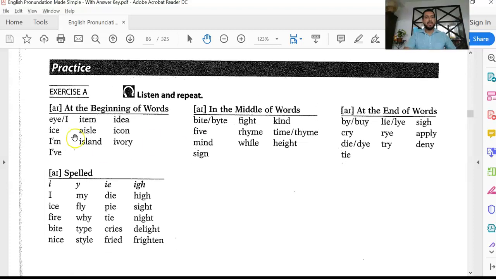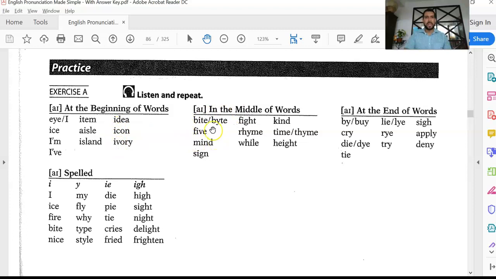Now, some example words at the beginning, at the end, and in the middle of words. At the beginning, you have words such as I, eyes, contractions such as I'm or I've, item, I'll. Notice how the S is silent. Island also, not Iceland, because Iceland is the country, what we call in Spanish Islandia. But here in English, we say island. And then we have idea, icon, and ivory.